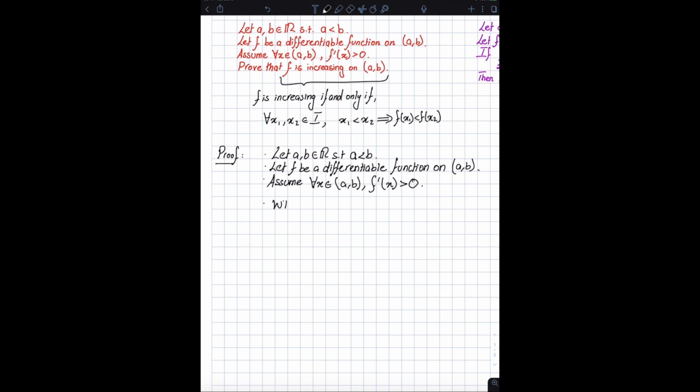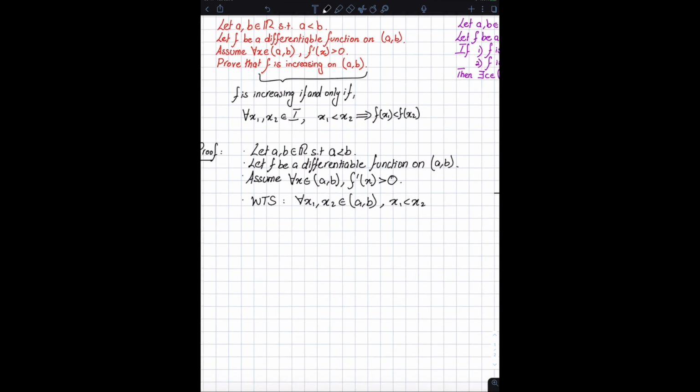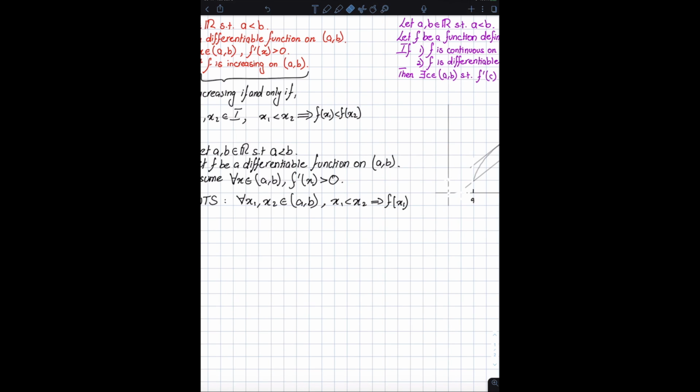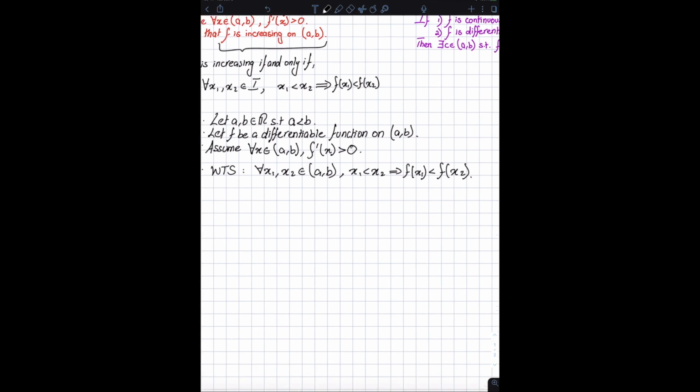I want to show that for every x1 and x2 in the open interval (a, b), if x1 is less than x2, then f of x1 is less than f of x2. Okay. So this is what I want to show.